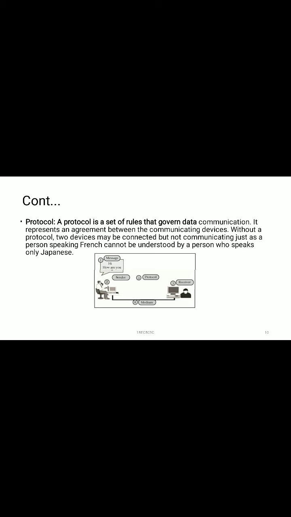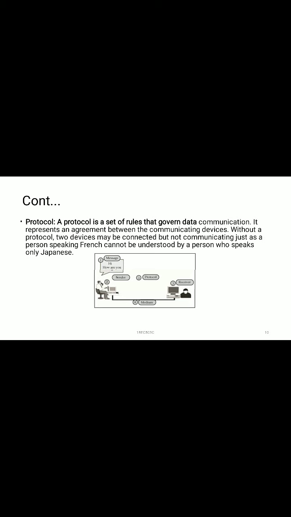Next one is transmitter and receiver. Next one is the transmission media, that is nothing but a channel. Last one is a protocol. Protocol is nothing but a set of rules that governs the data communication. What it means is an agreement between the communicating devices.